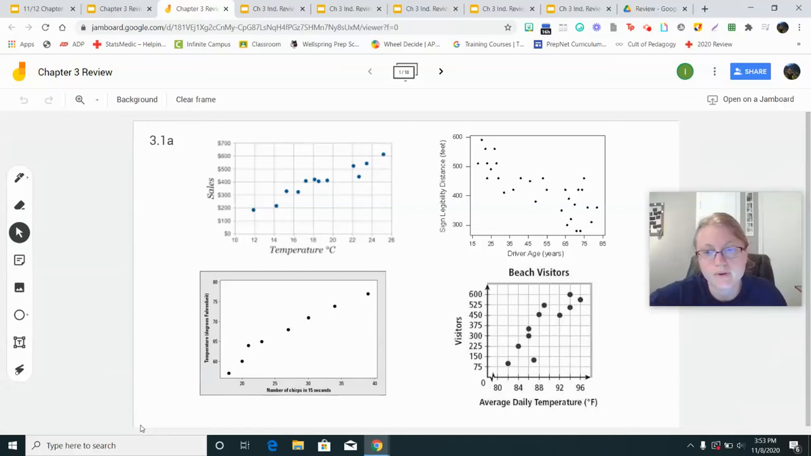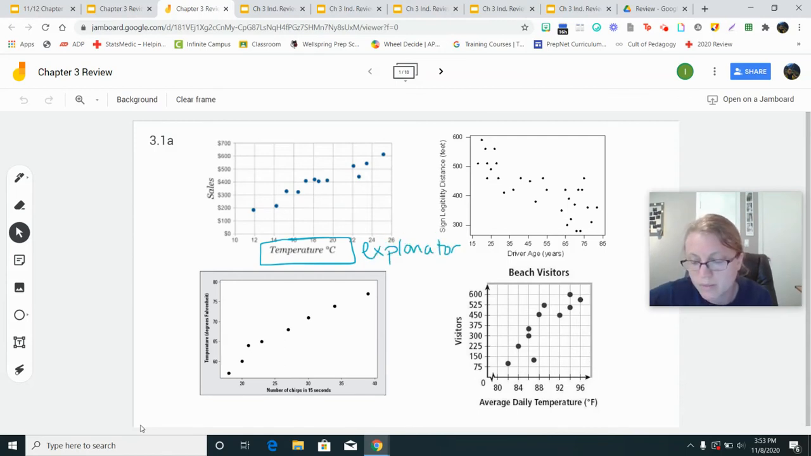Okay, 3.1a, explanatory and response variables. So if we have scatter plots, this is the easiest way to remember what goes where and where things are. So I always think this predicts that. So if I'm looking at things, my thing that makes the most sense to predict the other usually goes on the x-axis. So this is an example of an explanatory variable.